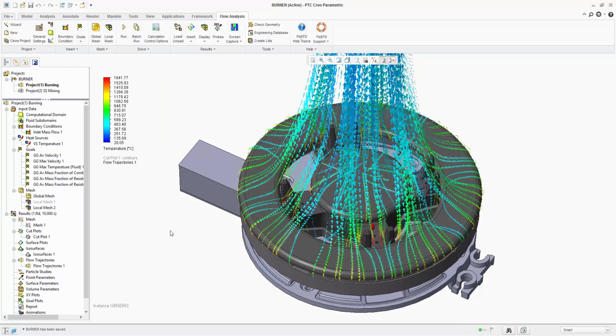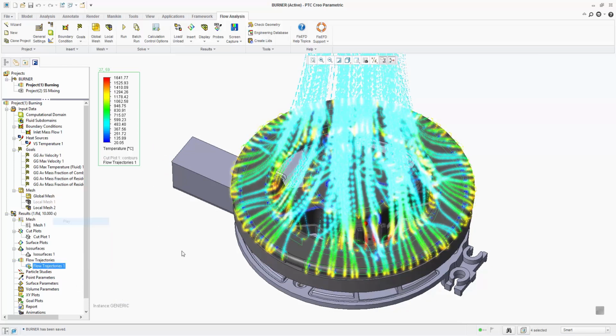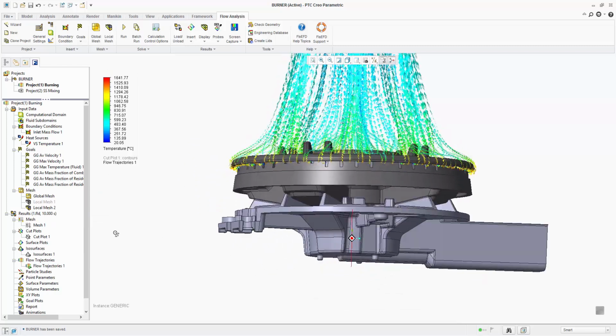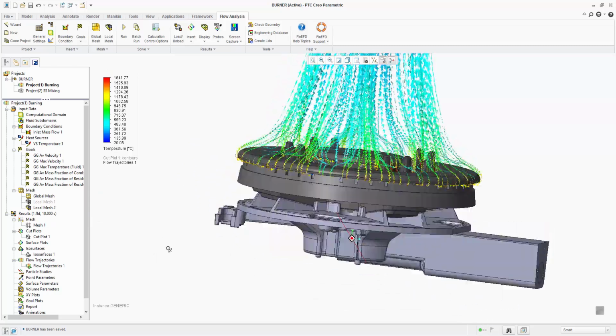FLOEFD can be used to optimize the mixing and burning of fuels and oxidizers, all within your MCAD system, to determine the product performance before prototyping.